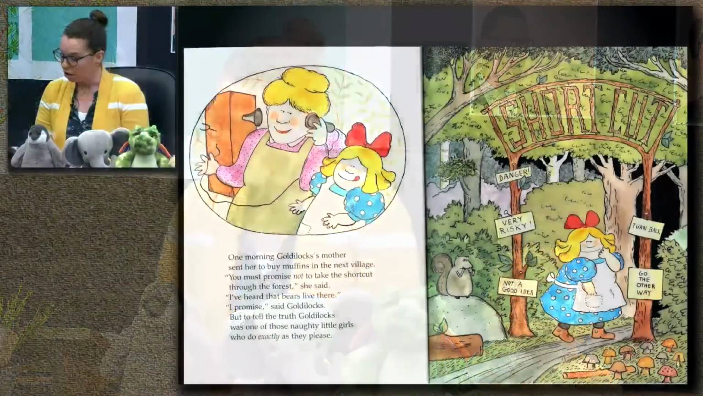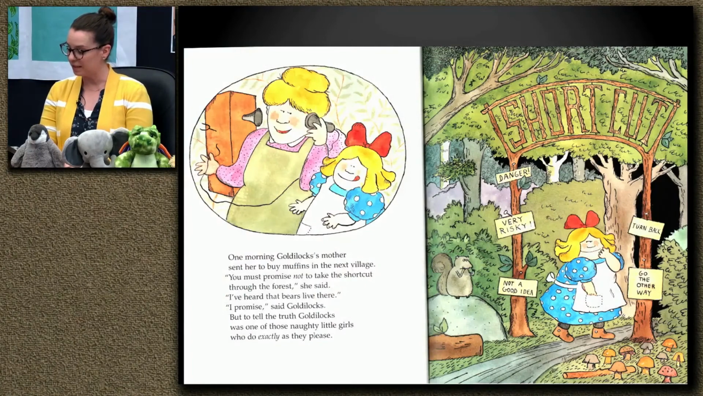One morning, Goldilocks' mother sent her to buy muffins in the next village. "You must promise not to take the shortcut through the forest," she said. "I've heard that bears live there." "I promise," said Goldilocks. But to tell the truth, Goldilocks was one of those naughty little girls who do exactly as they please.